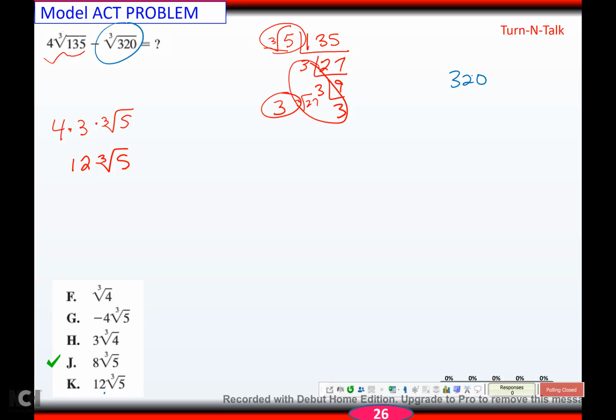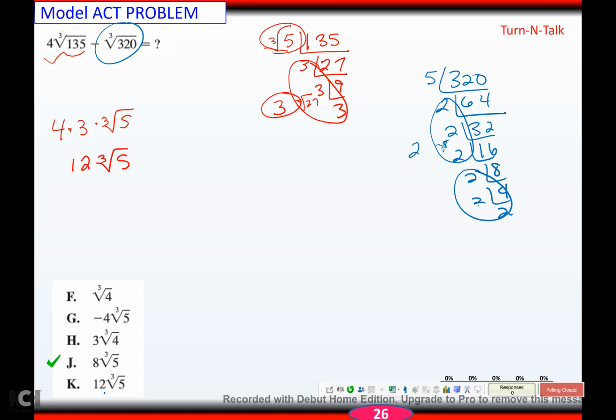So I'm going to break down 320. By 5 is going to be 64. 5 isn't going to work anymore. By 2 is 32. By 2 is 16. By 2 is 8. By 2 is 4. By 2 is 2. For every 3, it makes a perfect cube, because that would be 8. The cube root of 8 is 2. And then this guy has to go back in.